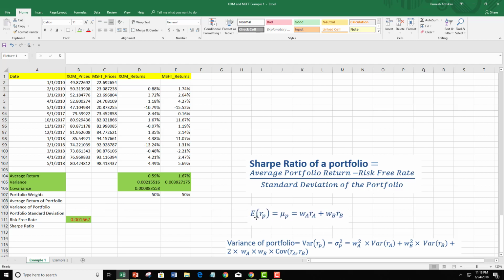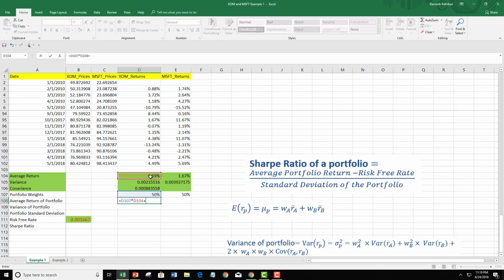Remember the formula to compute the average portfolio return. Based on the formula, the average portfolio return is simply equal to the proportion of money you invest in stock A times the average return of stock A, plus the proportion of money you invest in stock B times the average return of stock B, right? So I'm going to do here: equals the proportion of money spent on XOM times the average of XOM, plus the proportion of money invested in MSFT times the average of MSFT. So that gives us the average portfolio return.